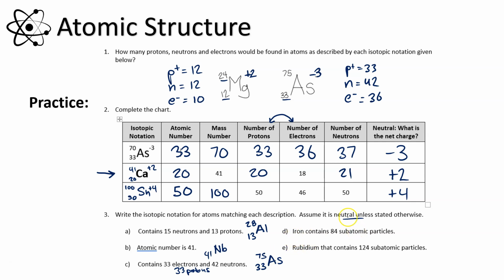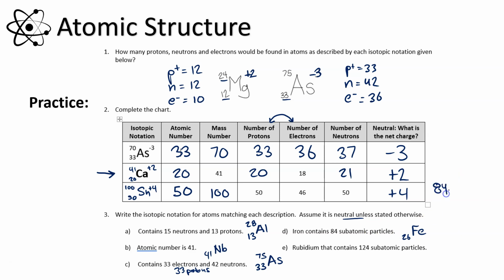D and E are a little bit more challenging because they're giving you this information in a unique way. Letter D says that iron has 84 total subatomic particles. So right off the top, I know that it's iron, so I can start with the symbol Fe. I can also look up that iron has an atomic number of 26 and fill that in. So the real challenge here is figuring out what isotope of iron this is. What mass does this iron atom have?